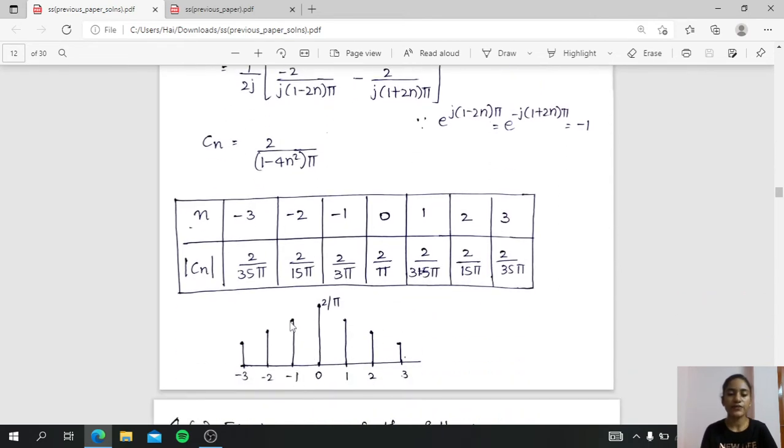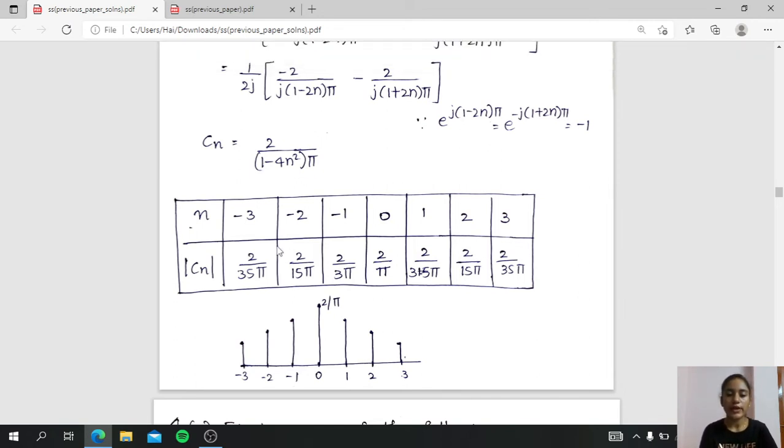So for different n values, you'll have Cn values. On substitution, they asked us to plot. So we are taking these values and we plot this. If you observe at 0, you have 2 by pi. So I plotted this here. And for 1 and minus 1, we have the same amplitude values. So the amplitude values are the same. And the same goes for 2 and minus 2 and 3 and minus 3.